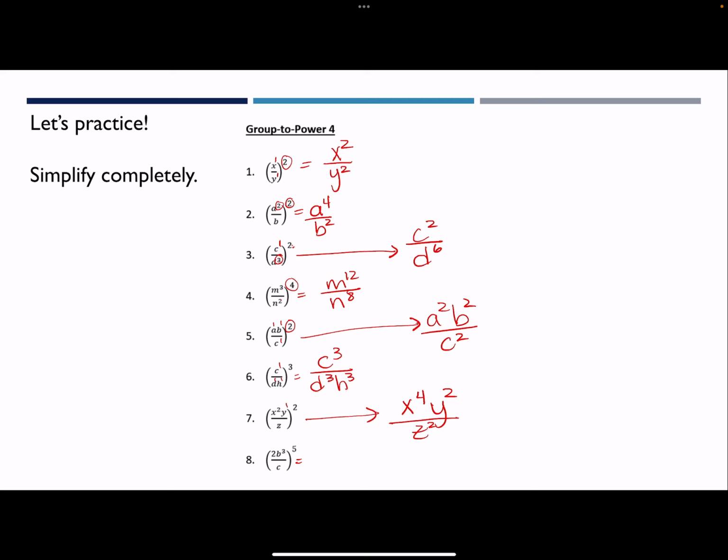Number 8, now here, this one, I have that coefficient there. So I need to make sure I'm raising 2 to the 5th power. So 2 to the 5th power, 2 times 2 times 2 times 2 times 2. Use your calculator if you need to. But 2 times 2 is 4, times 2 is 8, times 2 is 16, times 2 is 32. So that's actually going to be 32. B to the 3 times 5 is 15, over C to the 1 times 5 is 5.